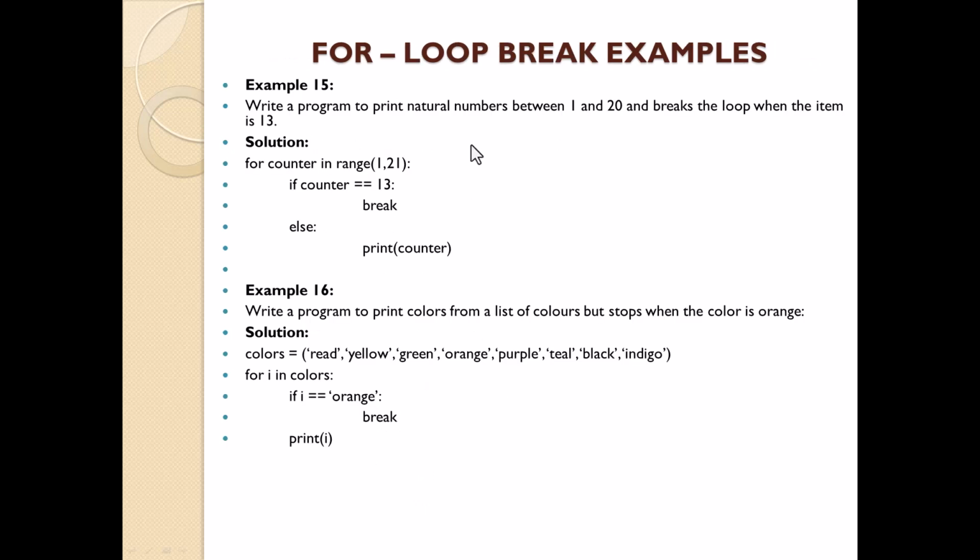We are going to write a program to print natural numbers between 1 and 20 and break the loop when the item is 13. So when it gets to 13, it will stop printing. Then the next program, we're going to look at how to print colors from a list of colors, but stop when the color is a particular color, then it will break.